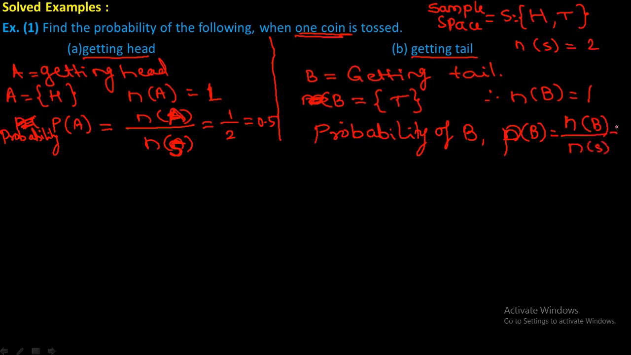So n of B is 1, divided by n of S, which is 2. So that is nothing but 0.5. I hope you understood. See here, the probability of B is also between 0 and 1, that is 0.5, and the probability of A is also 0.5. Probability always comes between 0 and 1. You should remember that concept.